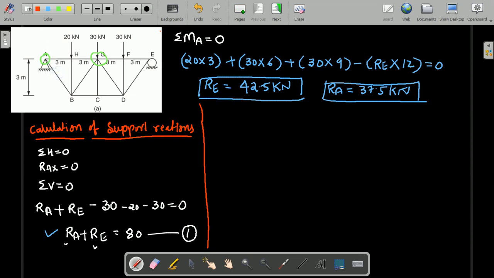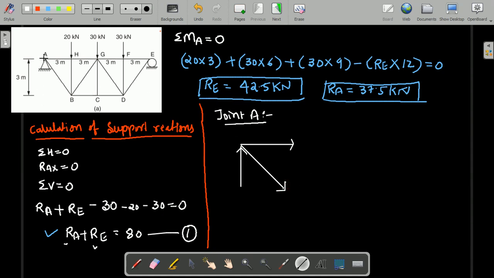Therefore I am going to consider joint A first. Similar to what we discussed in the previous problem, we need to draw the free body diagram of joint A. At point A, there is the axial force AH and AB, and one support reaction, that is the support reaction RA, and the member force AH is acting in terms of tension.